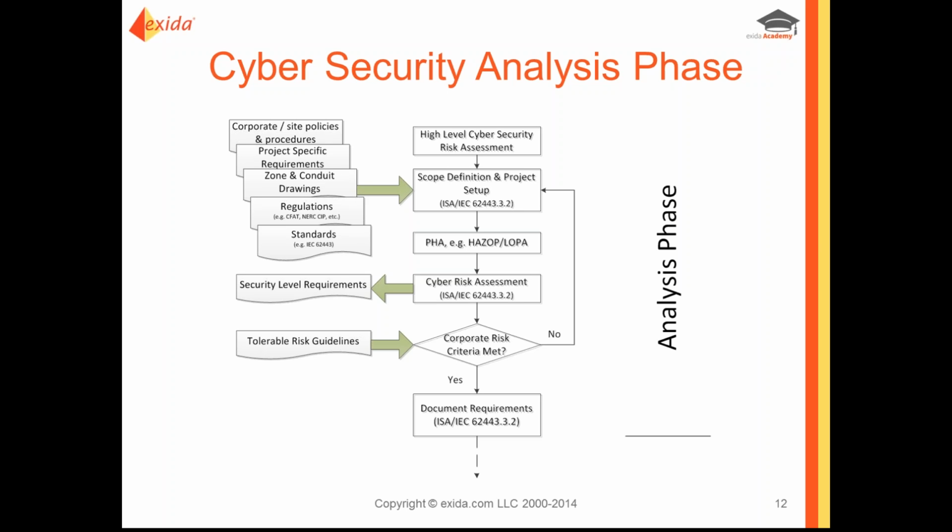As an input to the scope, you're looking at things like corporate site policies and procedures, project-specific requirements, again, your zone and conduit drawings, which identify logically the communications interconnection of your system, and any regulations and standards which might apply. You can see under standards there is listed 62443. That's a set of requirements which are used widely, and in the process of being defined, used widely in the security industry.